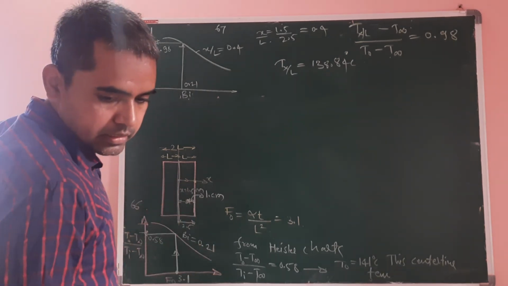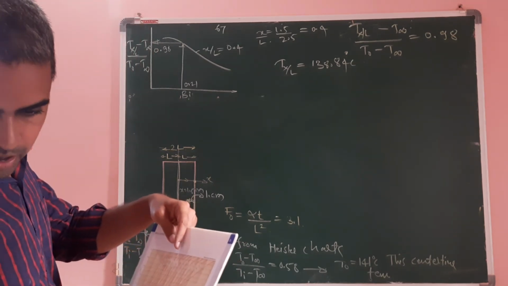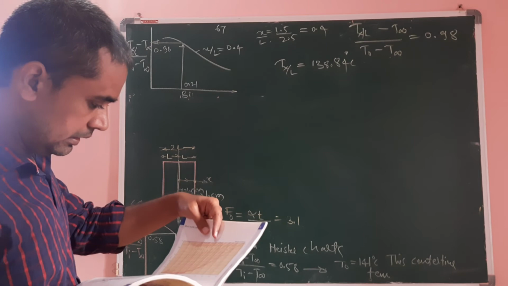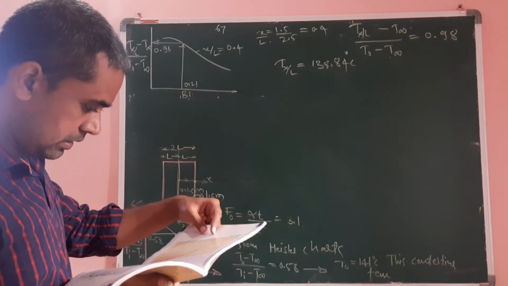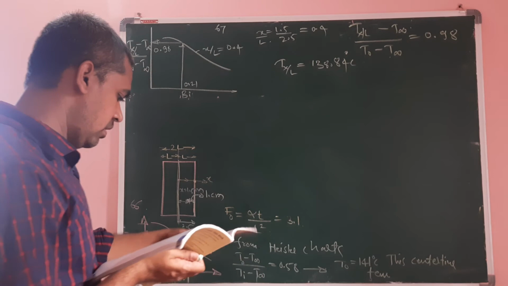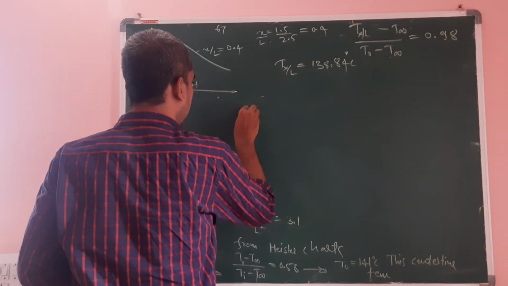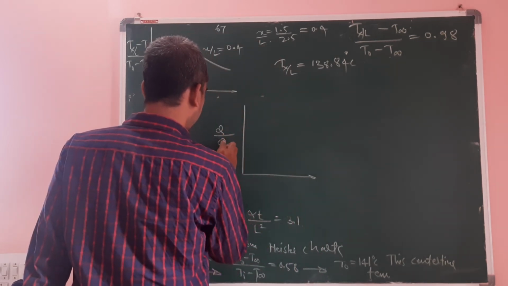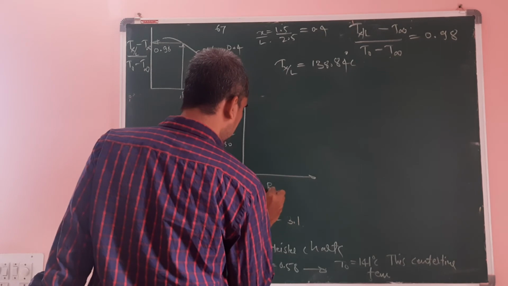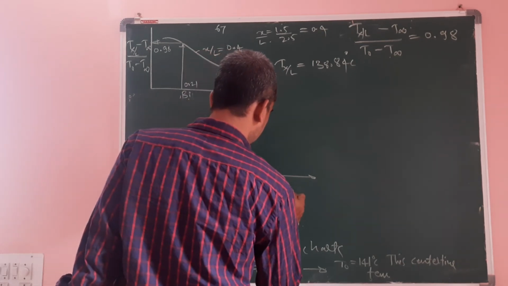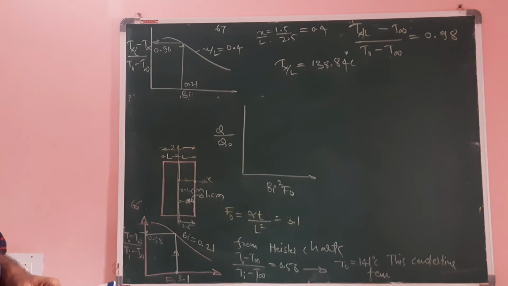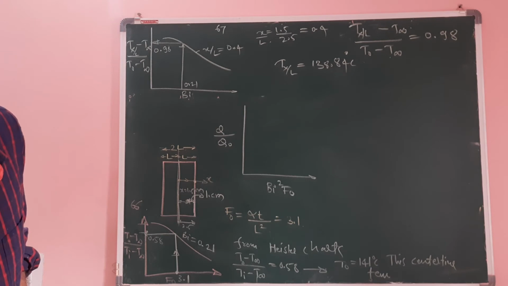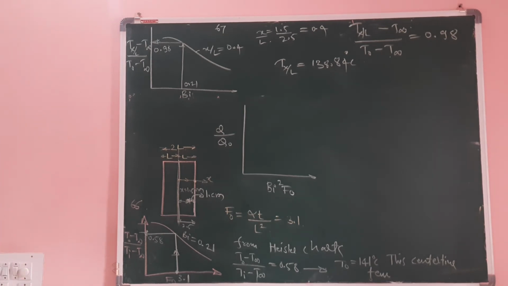Vertical axis is Q divided by Q naught. I will tell what Q naught is. Horizontal axis is Biot number square into Fourier number. For this, you have to calculate the term Biot number square into Fourier number.